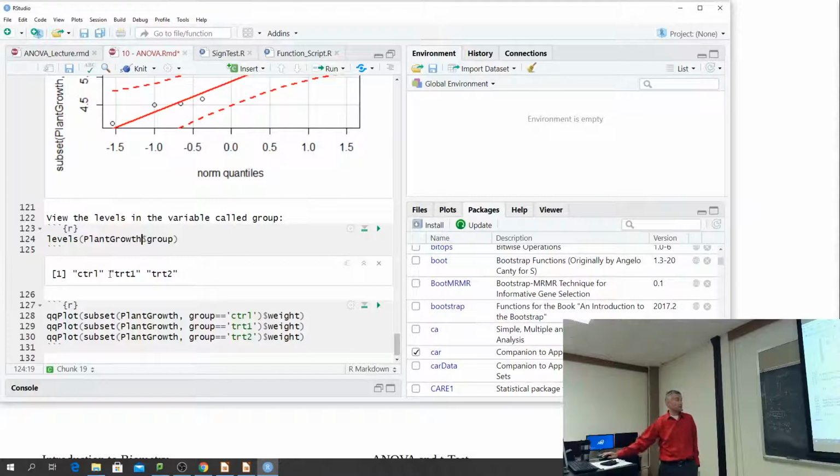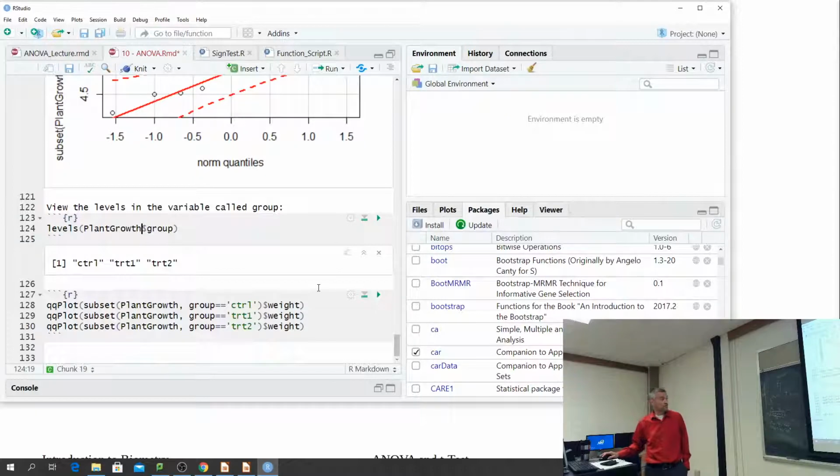Now, what's interesting is if you do your subset and do levels on that, it'll still return 3 different levels, even though your data set doesn't have all of them, because when R reads this in as a data frame, it says, okay, the group variable is a factor. These are the levels that I'm looking for. All right?